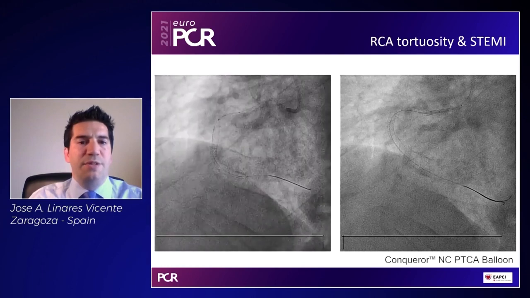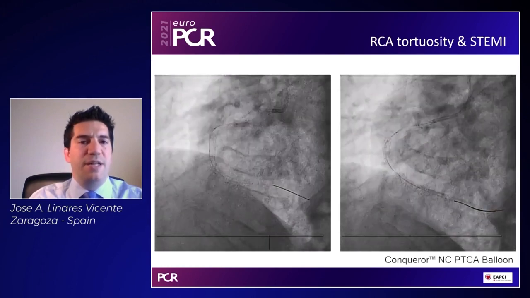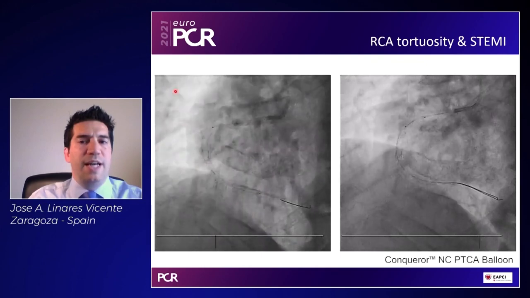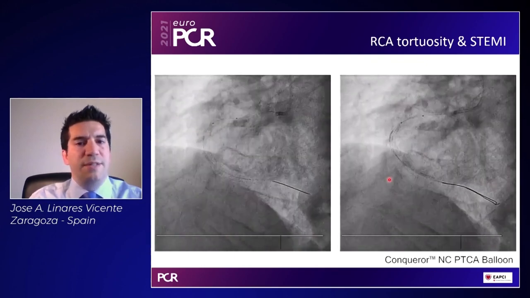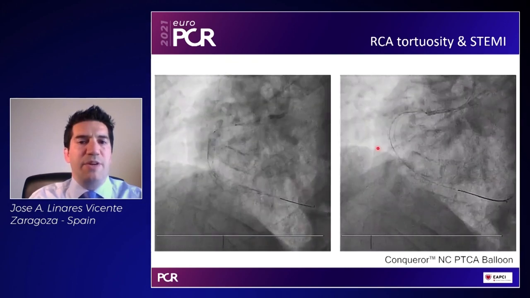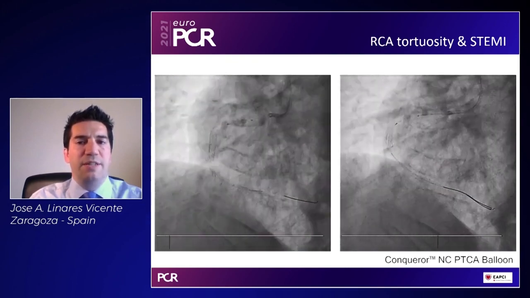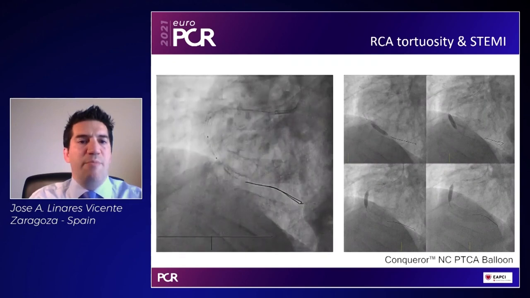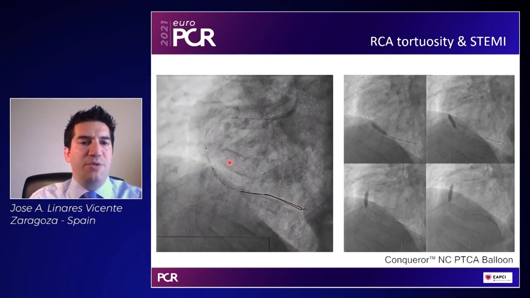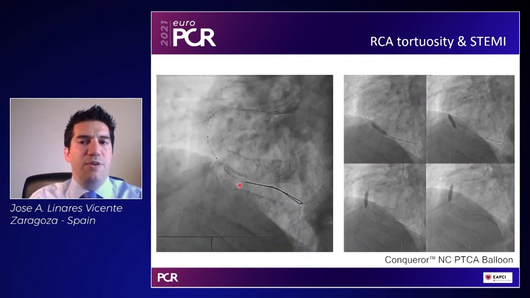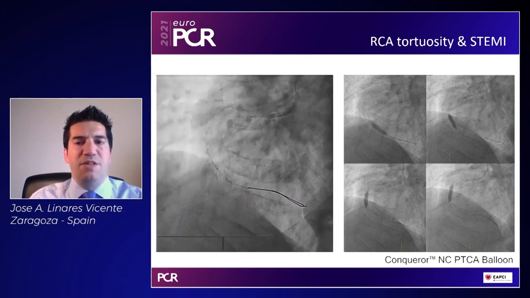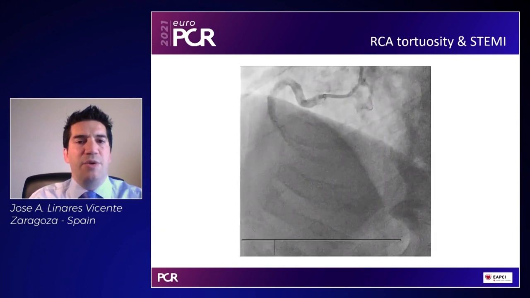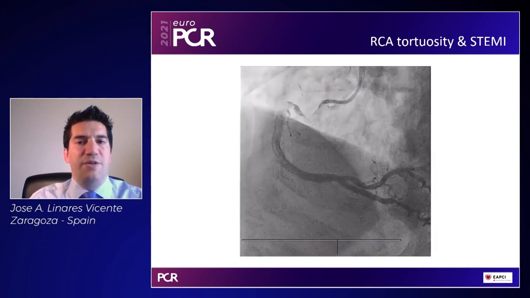In the second procedure, despite the buddy wire technique, the regular NC balloon clashed against the stent. Also with some resistance, the tip of the Conqueror got into the stent, and maintaining the pressure smoothly, the whole Conqueror advanced into the stent. And after post-dilation of the entire stent, we got an excellent final result.